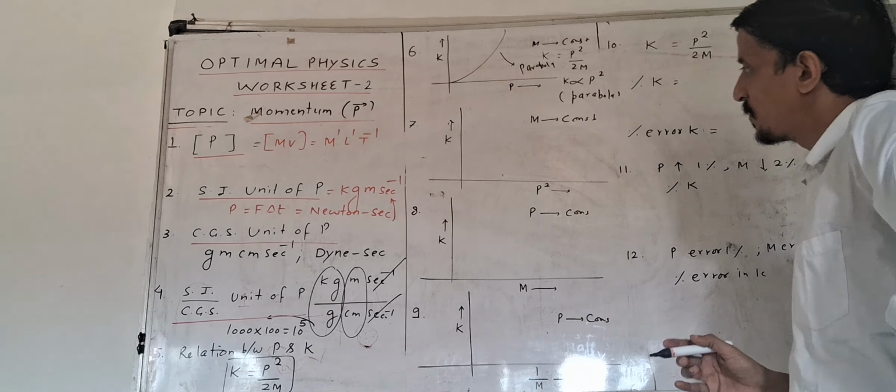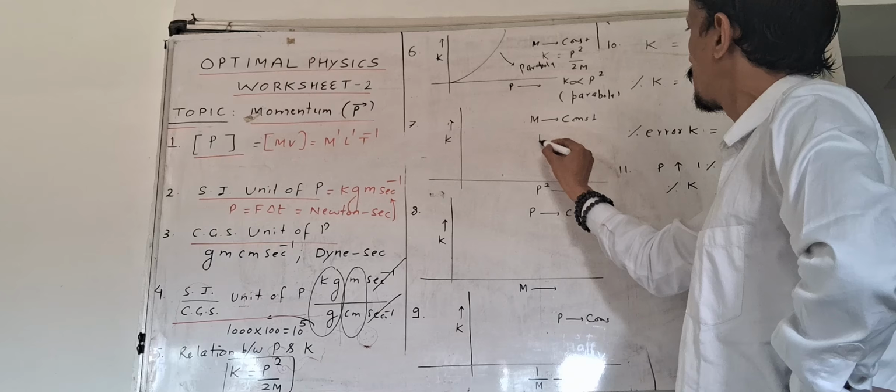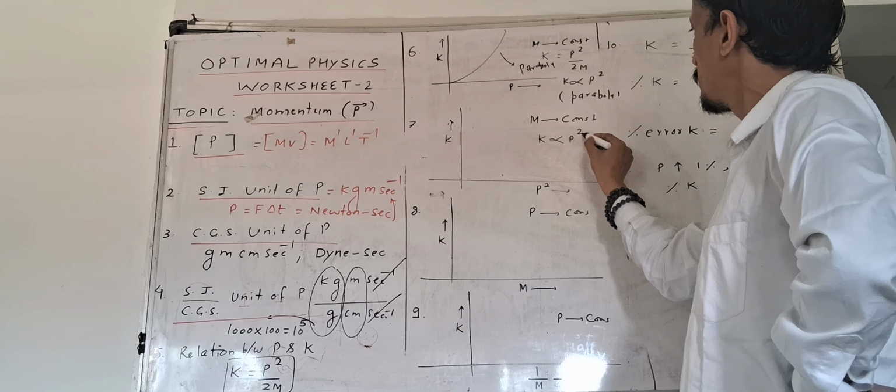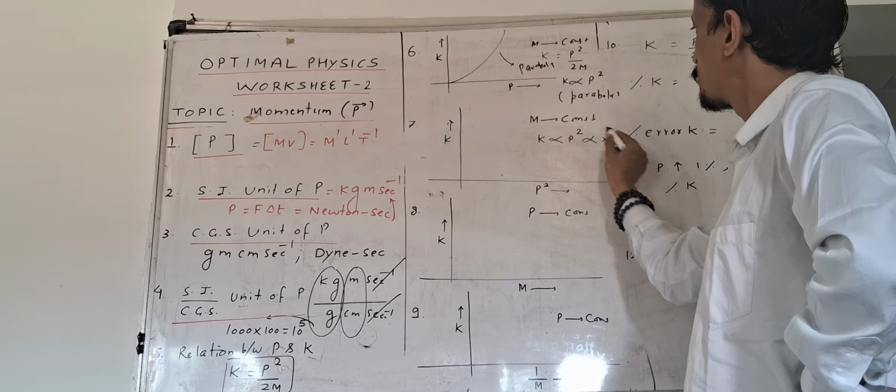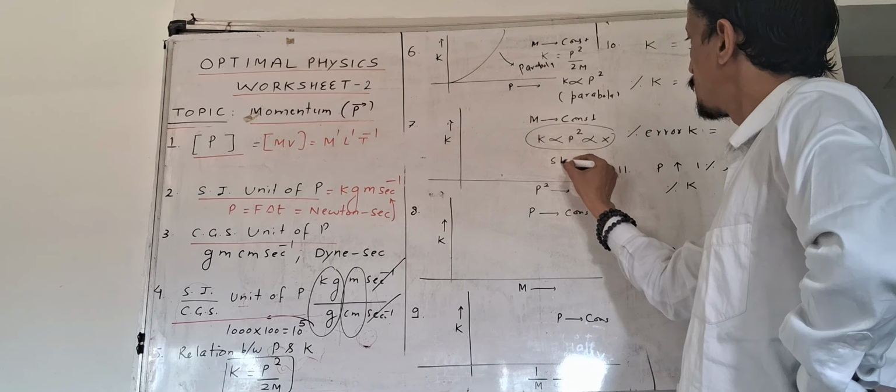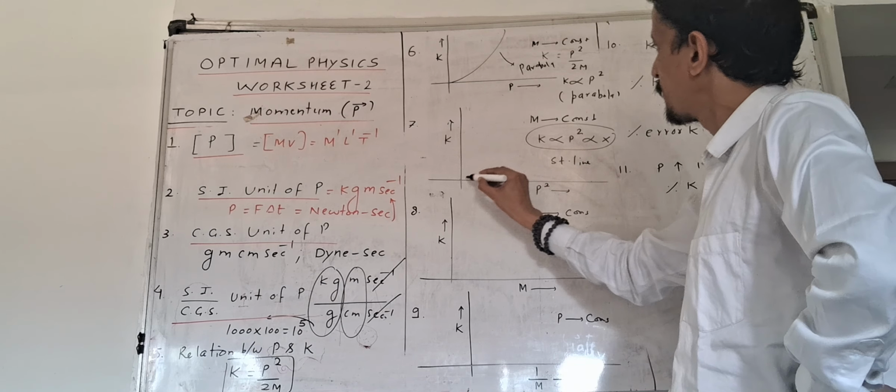Now, if we draw the graph between kinetic energy and p square, as K is proportional to p square, we assume p square is equal to x. So we have K proportional to x. So the graph will be a straight line.